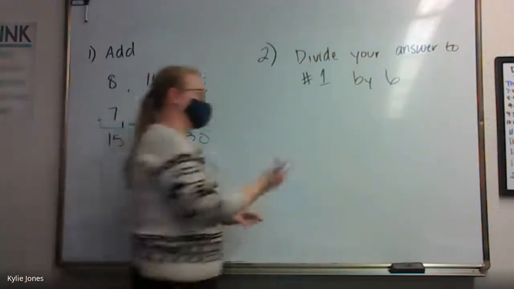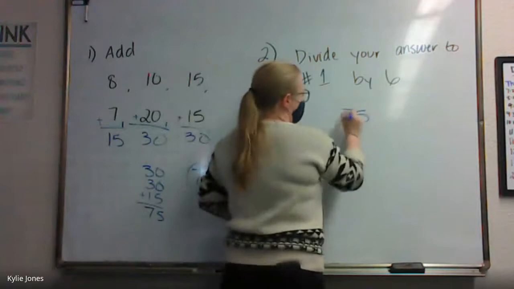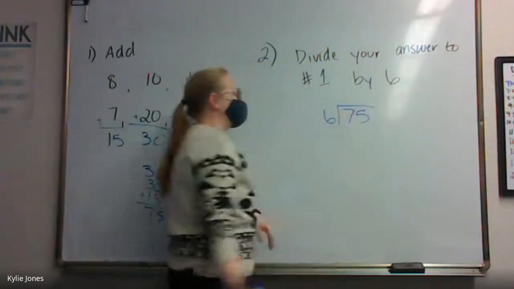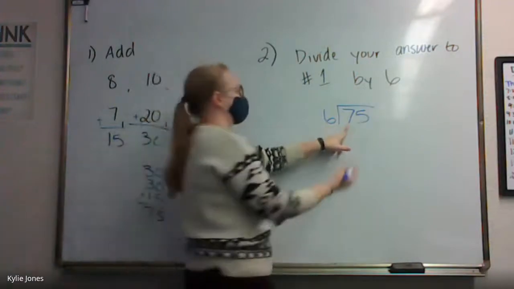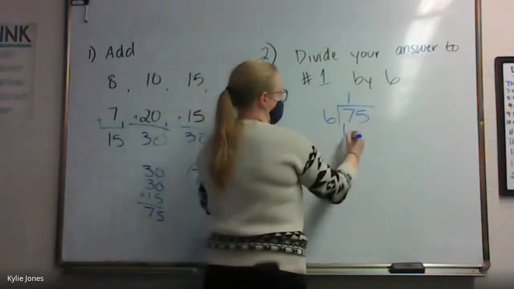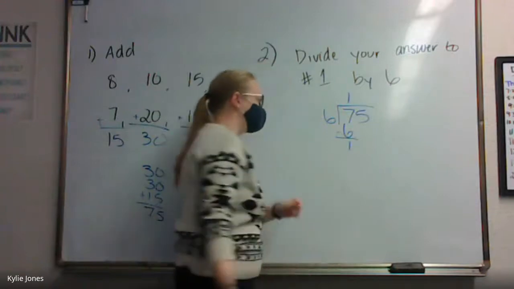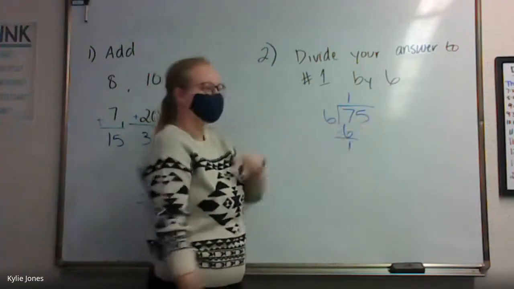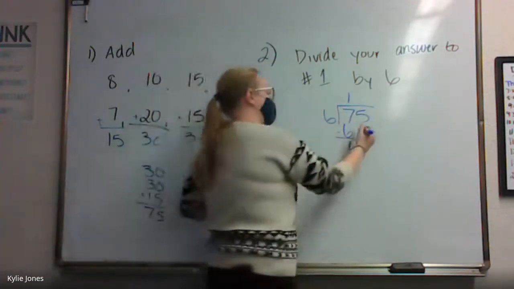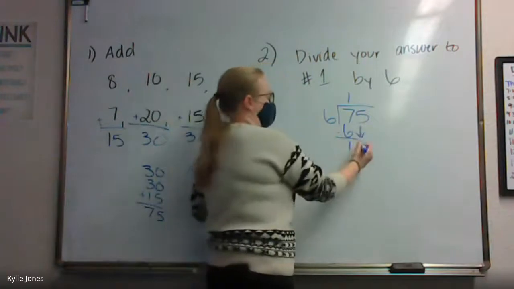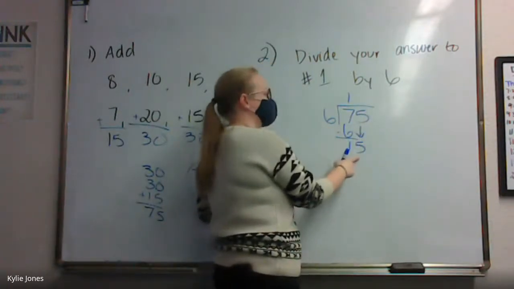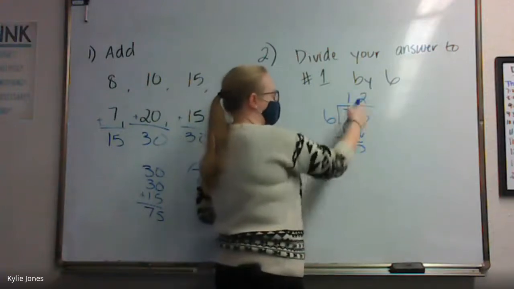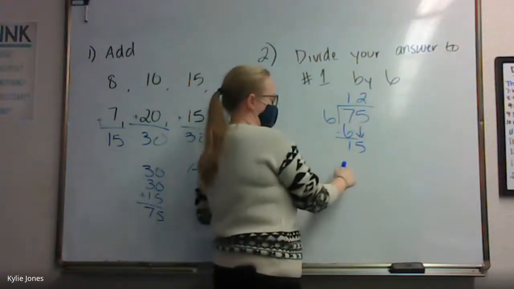But we're going to take 75 and divide that by 6. So we need to look at 6. Does it go into 7? How many times? 1 time. Subtract. What do I do next with this 5? Bring it down. Oh wait, let me write it. Does 6 go into 15? Yes. How many times? 2. Twice. 6 times 2 is what? 12.